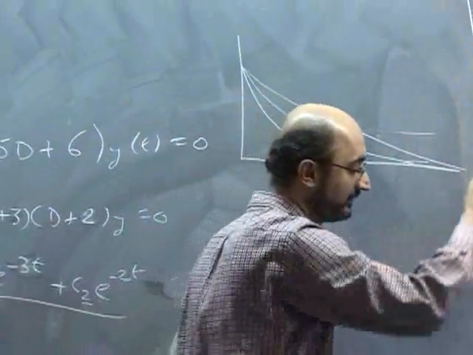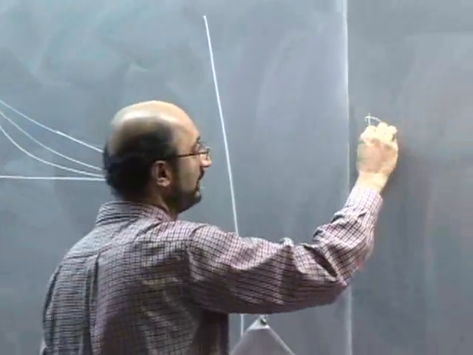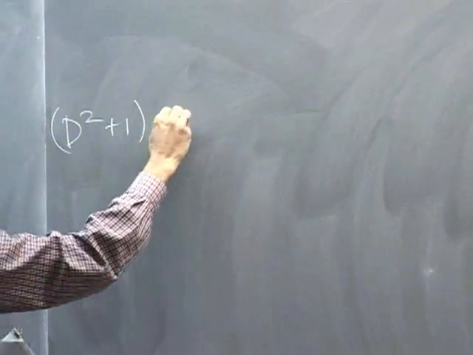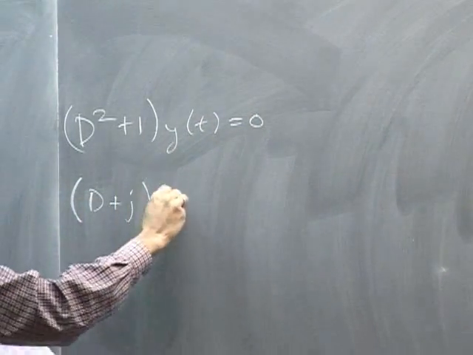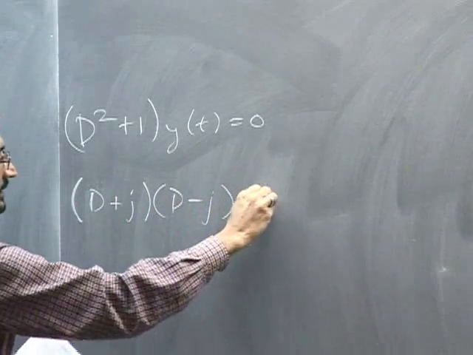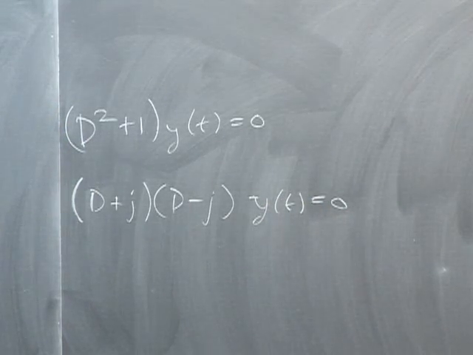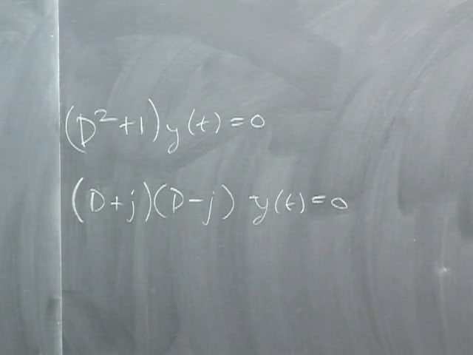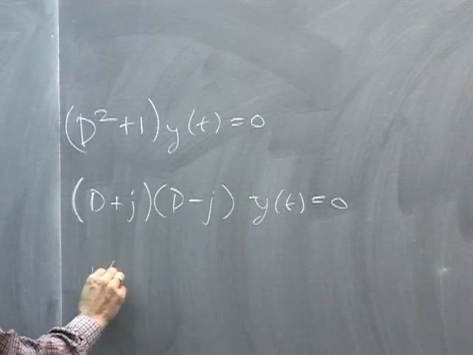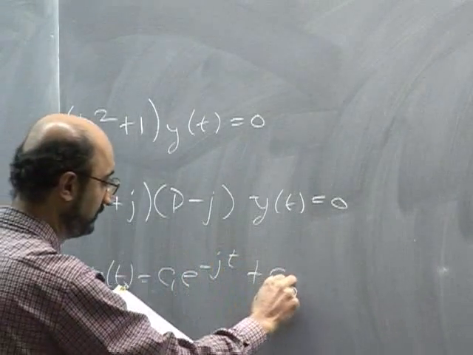What happens when we have complex roots? This is the first new thing we'll talk about. Let's take the case where we have d squared plus 1 yt equals 0, which we factorize as d plus j times d minus j yt equals 0. Here is the first time we've seen the lambda be complex. In fact, it's the simplest complex thing, just j. Then the natural response is yt equals c1 e to the minus jt plus c2 e to the jt.